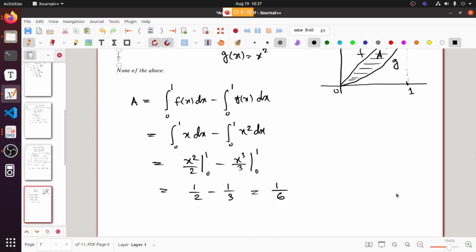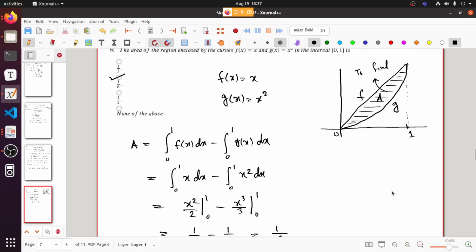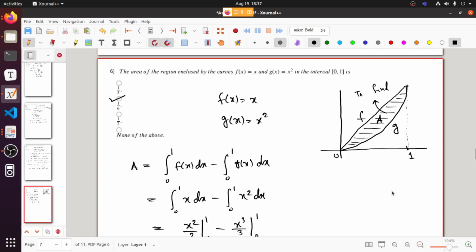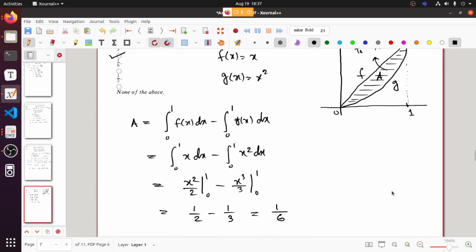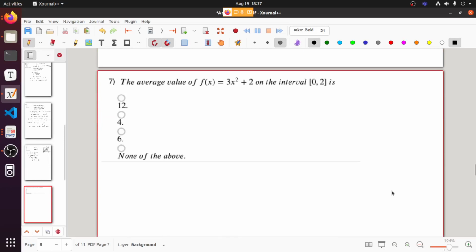Is this fine? The area? How we have to find it out? Okay. Let's move to the next one.